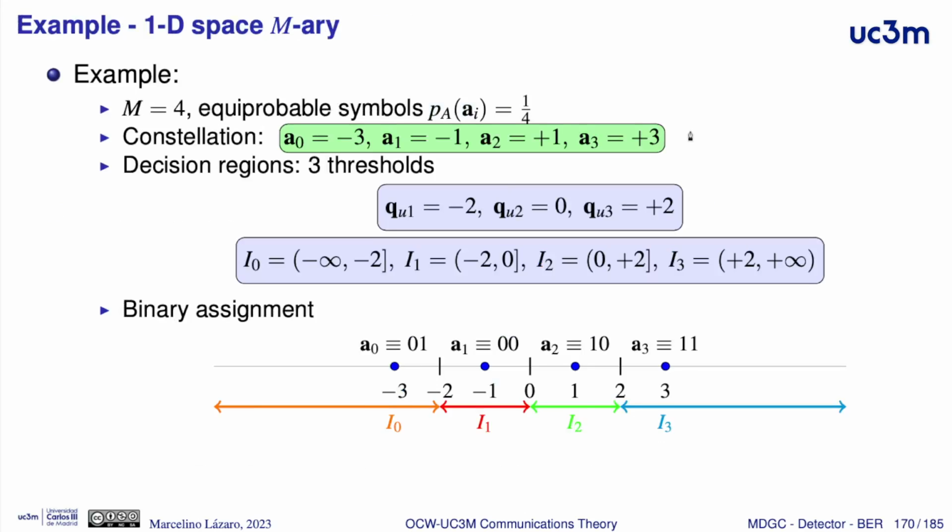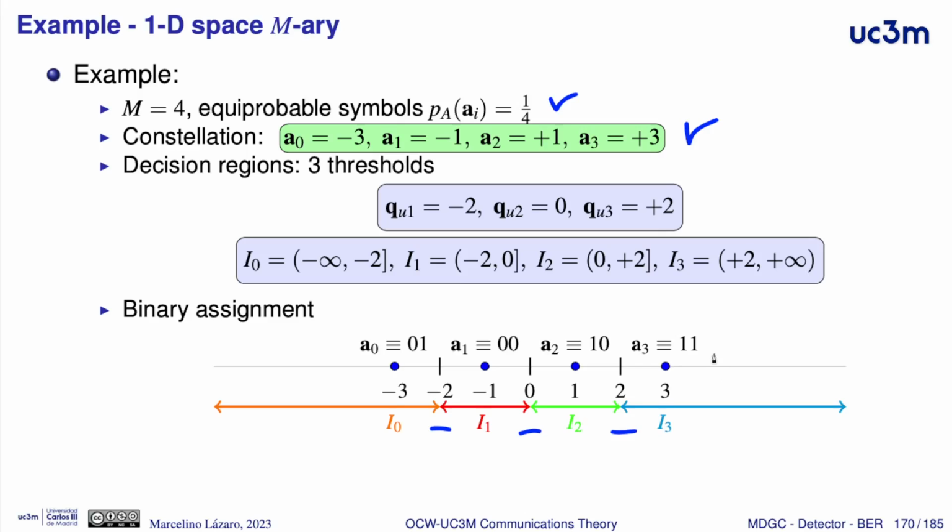Now we will apply this methodology to obtain the bit error rate for this 4-ASK constellation. 4 symbols, one-dimensional, with coordinates -3, -1, +1, +3. Then, if all symbols are transmitted with the same probability, the decision regions are given by thresholds at -2, 0, and 2, the points in the middle between the symbols that we have in the constellation.